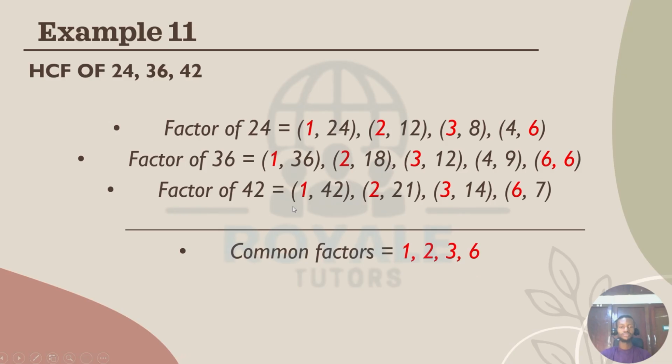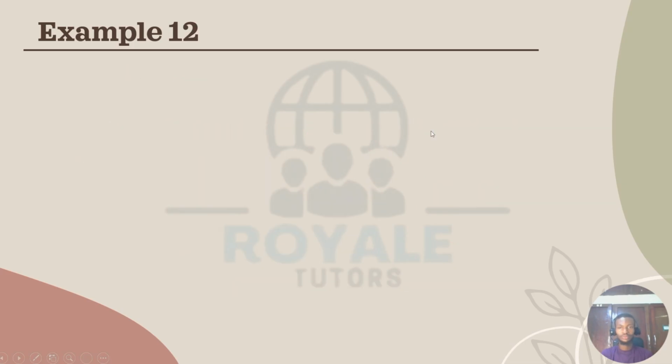So the common factors are 1, 2, 3, and 6. What is the highest common factor now? The highest common factor is the biggest number, which is 6. Let's look at another example.